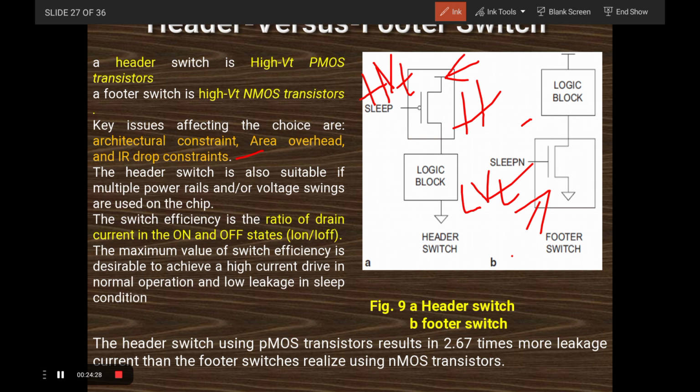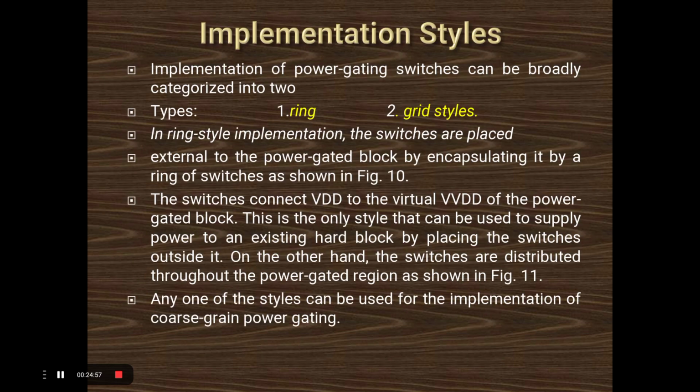So switching efficiency we can define here. It is the ratio of on time by off time, that is generally called the switching efficiency. The maximum value of switching efficiency is desirable to achieve high current drive in normal mode operation, with low leakage in the normal condition. That is also very important. As well as if you are using the header switch with a PMOS transistor, it results in 2.6 times more leakage current than the footer switch realized using an NMOS transistor. These are some of the statistics given by some papers.